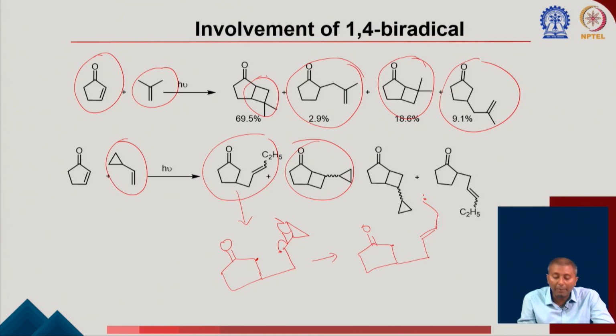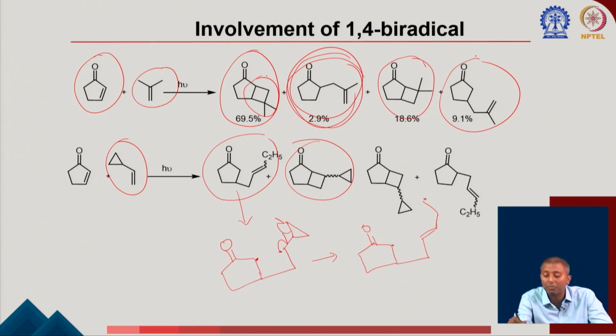So now, of course, once you form these radical species, they can go for hydrogen atom abstraction, and you can end up seeing this type of product here. That indicates that there must be some sort of biradical formation, and that is how these types of products are isolated. And then the question also comes of why this product is formed, the 2.9% or this 9.1%. What is this product coming from?